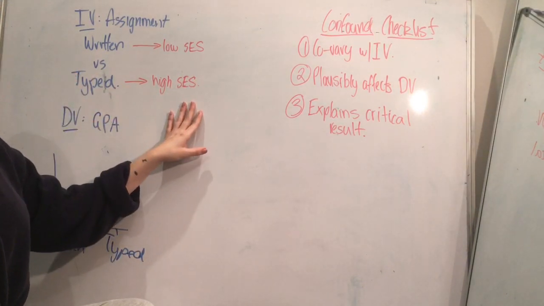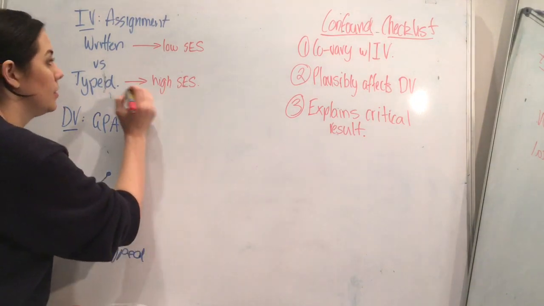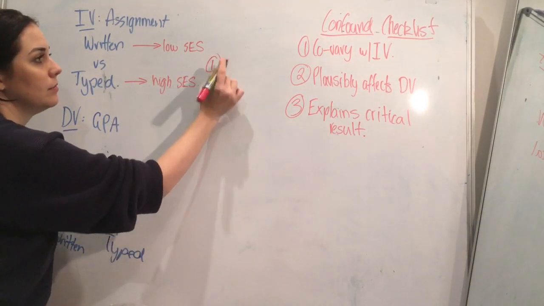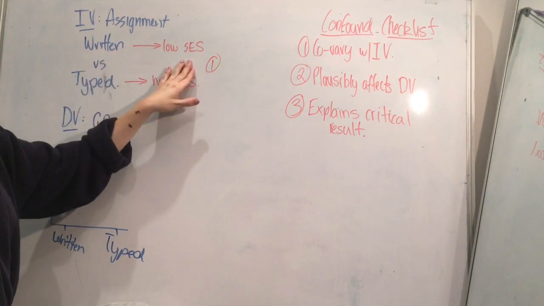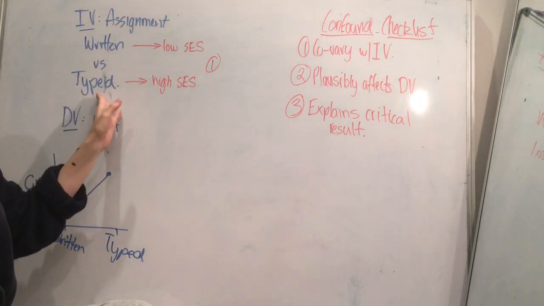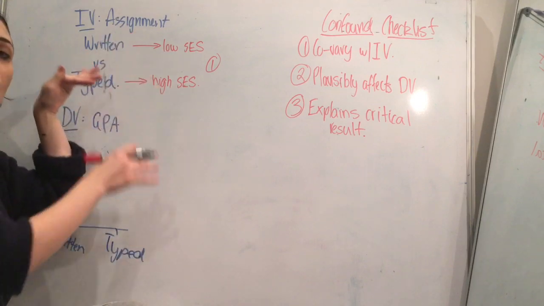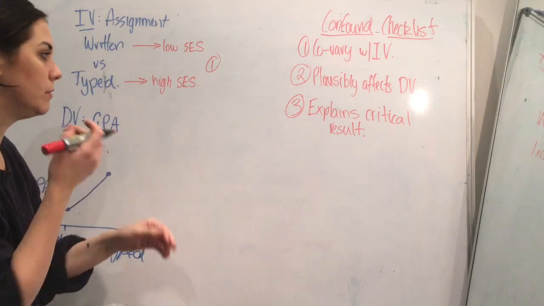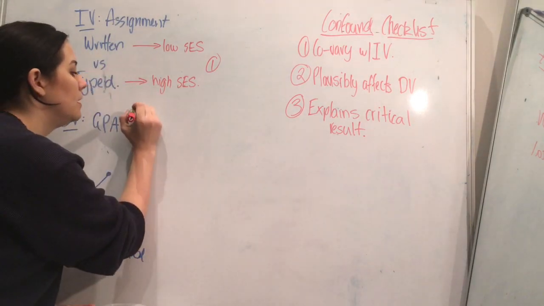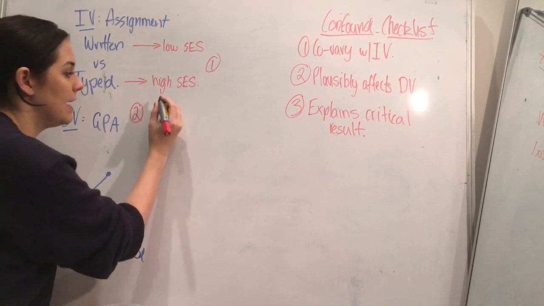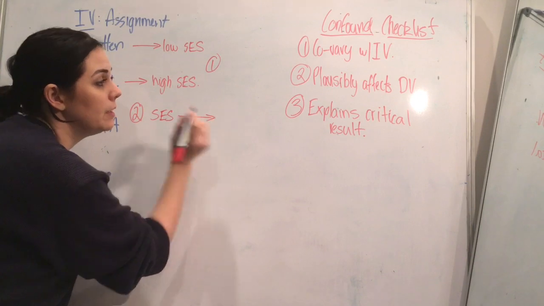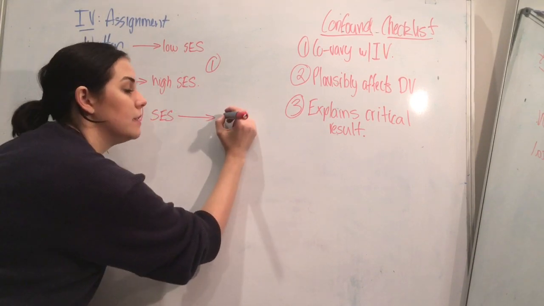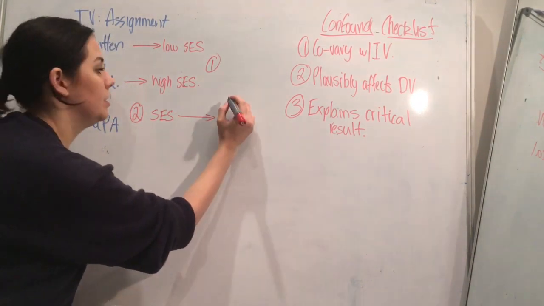Now, this is step 1. It covaries with the IV. Written, low SES. This changes. Typed, high SES. So SES covaries with how these assignments are written. My second step is figuring out how SES could possibly impact our DV, which is GPA.